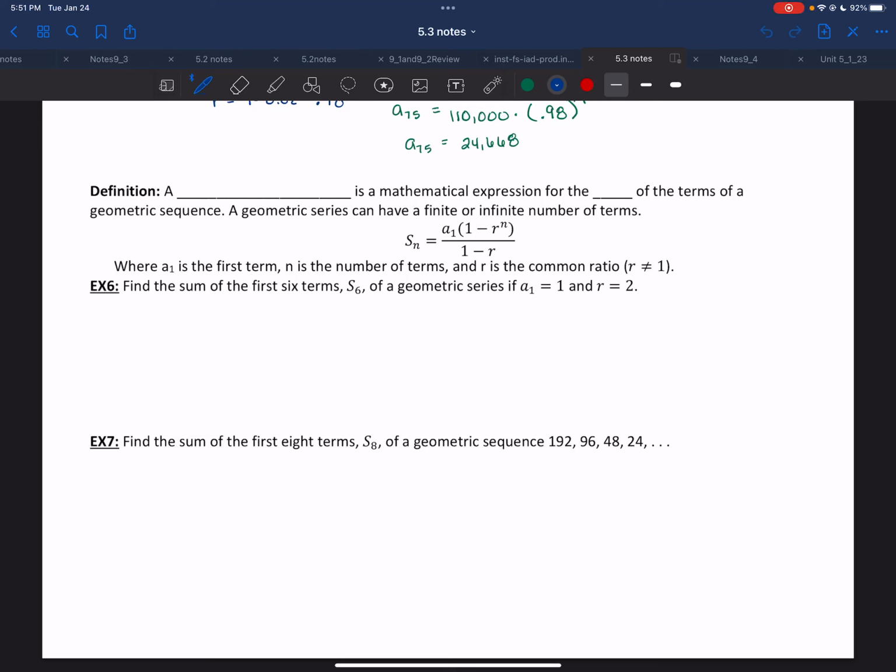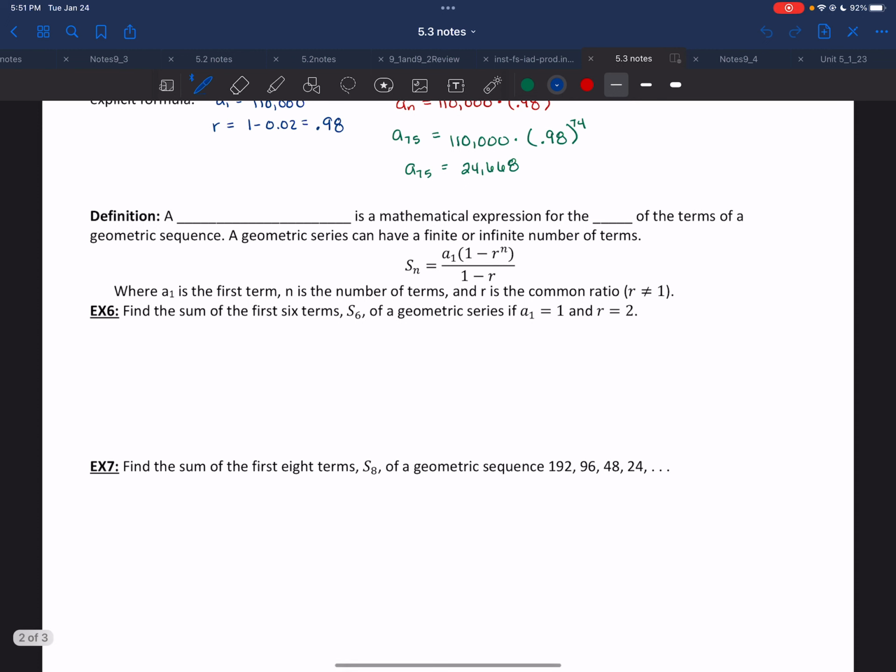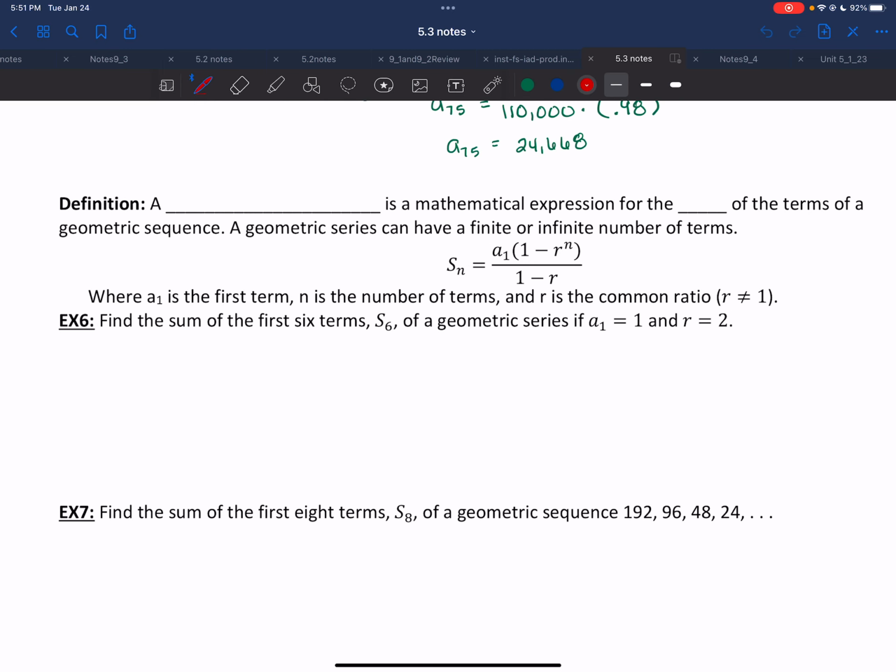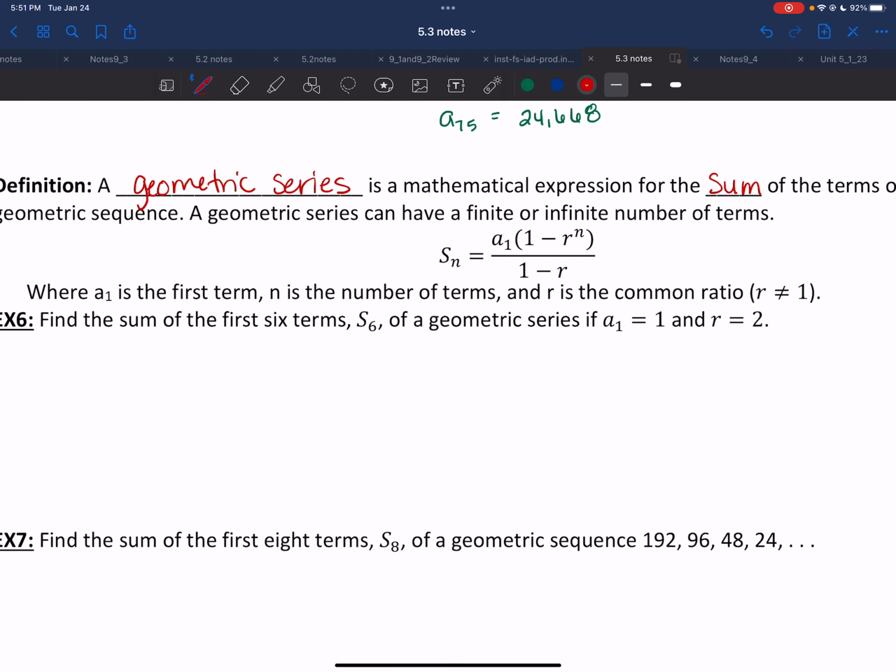All right, now let's go ahead and take a look at the last part of 5.3, which is our geometric series. So a couple terms that we need to go ahead and define. A geometric series is a mathematical expression for the sum of the terms of a geometric sequence. A geometric series can have a finite, meaning a defined number, or an infinite number of terms.